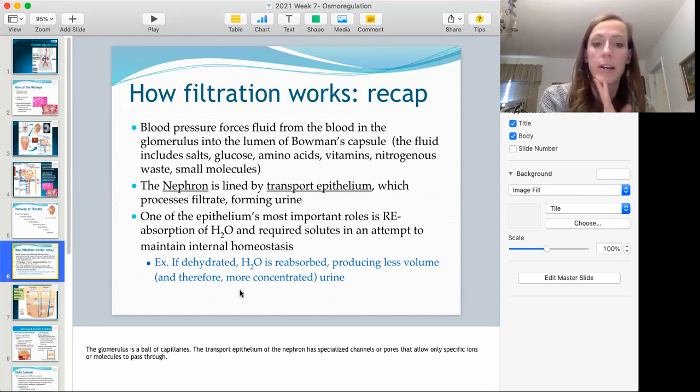So for example, if you haven't been drinking a lot of water, or if you were sweating a lot, if you were exercising, or other reasons you might be dehydrated, eating a lot of salty food, your body is going to want to reabsorb a lot of that water. So it's going to produce a lower volume of urine. You're still going to produce urine, but the volume is going to be less because you've reabsorbed much of the water that had initially exited as ultrafiltrate.